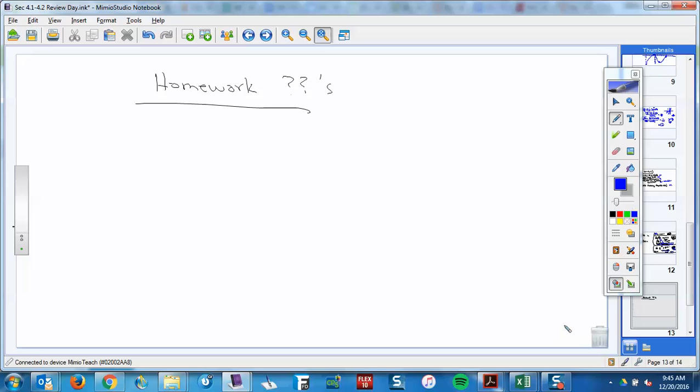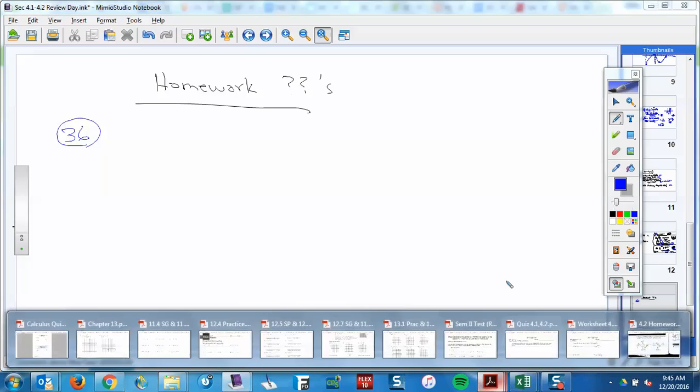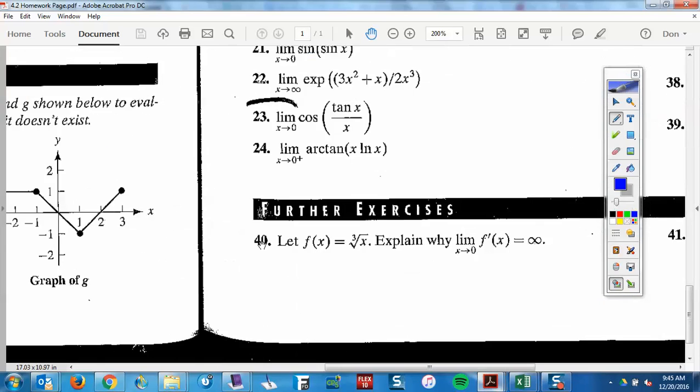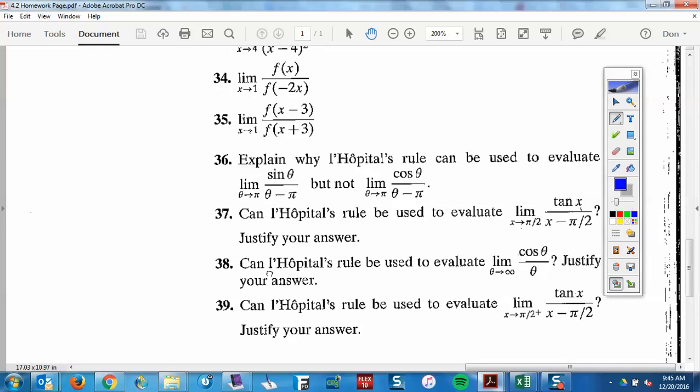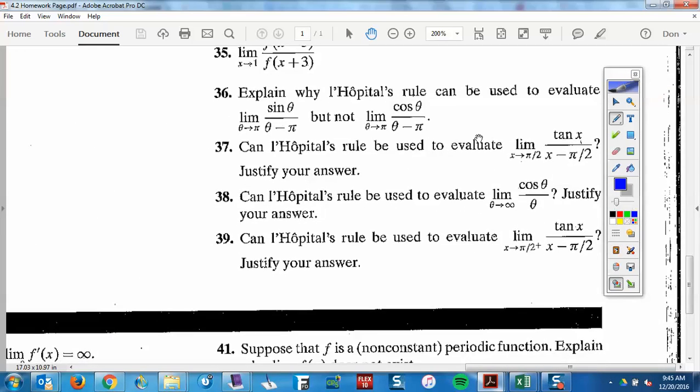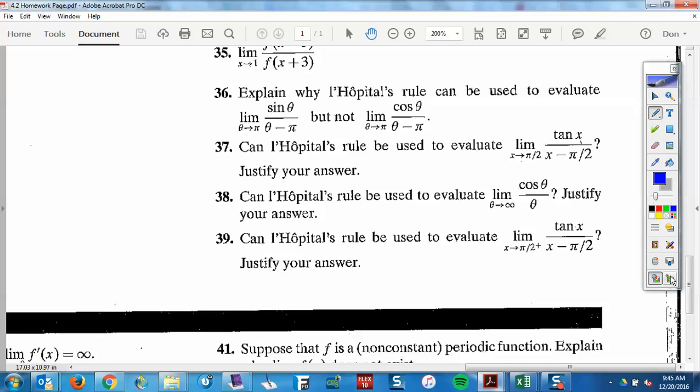56 through 80. Okay, let's narrow it down a little bit. 36. Ooh. So 36 is one that had the graph, or did it? No, it's just explained. Okay, so let's talk about that.